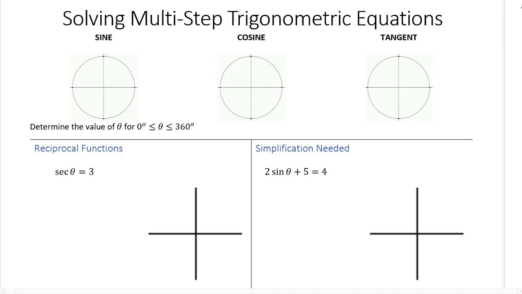So remember, when we're talking about sine, we are talking about the y-coordinate. When we're talking about cos, we are talking about the x-coordinate on the unit circle, right? And when we're talking about tangent, we're talking about the slope.